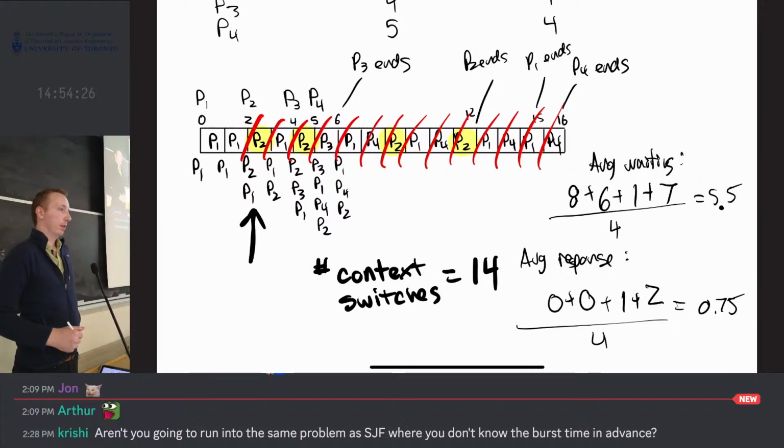So the process that just arrives pretty much always becomes second last, or not? Yeah. So in that case, the process that arrives when one gets requeued becomes second last instead of last.